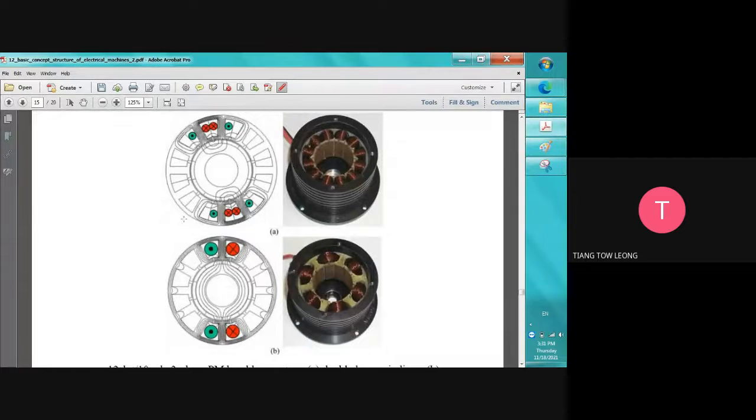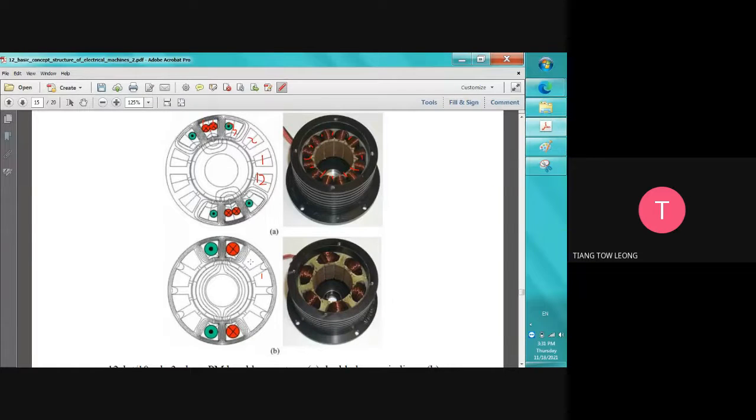This is one of the hardware, right? For example, this one, how many slots do we have? 1, 2, 3, 4, 5, 6, 7, 8, 9, 10, 11, 12. This is a 12 slot. So I count here 1 to 12, so we have a 12 slot motor.